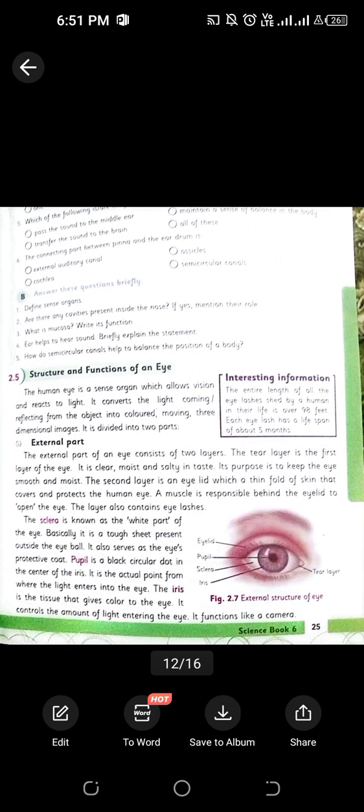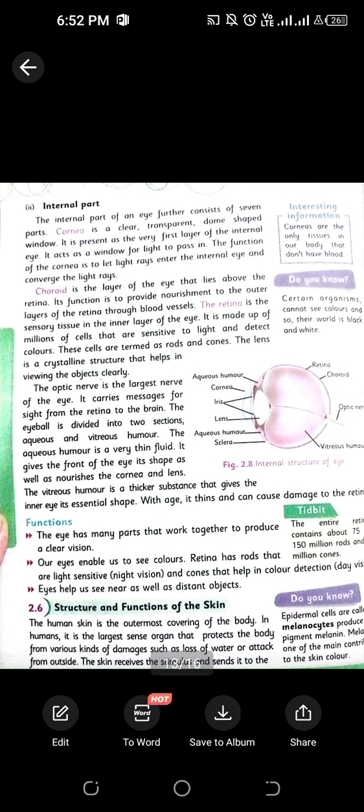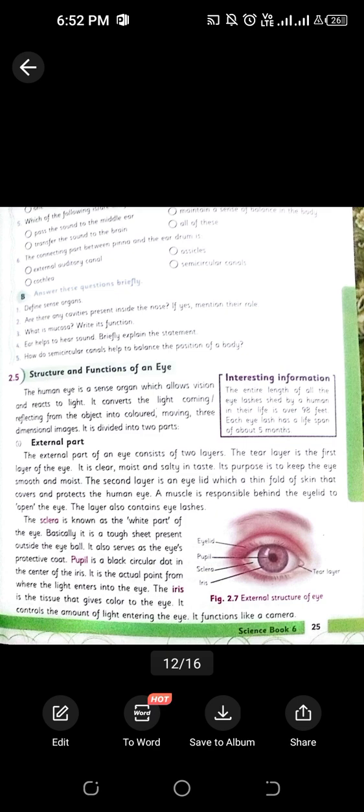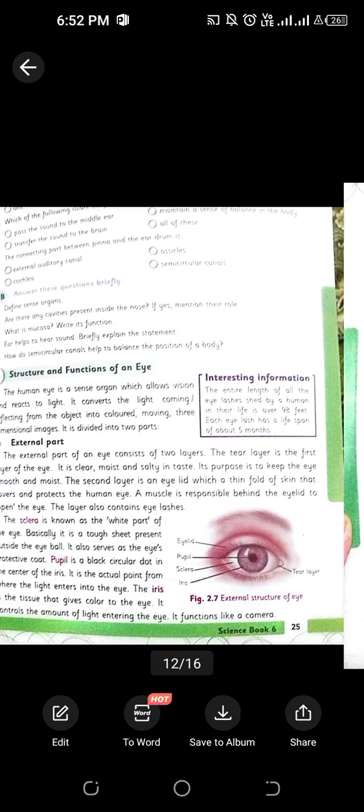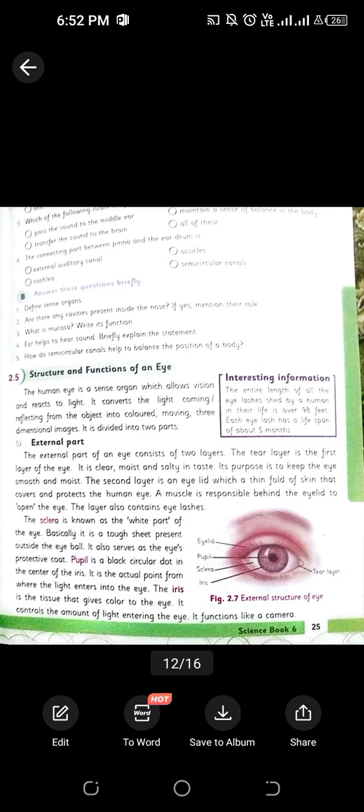Now we have the structure and function of eye. Eye is a sense organ which allows vision and reacts to light. It converts the light reflecting from the object into colored moving three-dimensional images. We have two parts, external part and internal part. The external part of an eye consists of two layers. The tear layer is the first layer of the eye, it's clear, moist, and salty in taste.